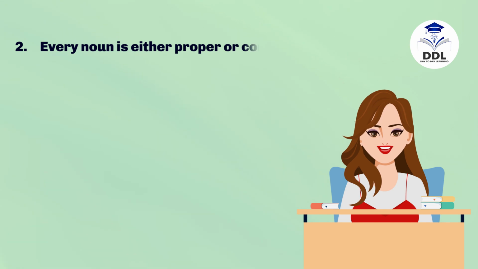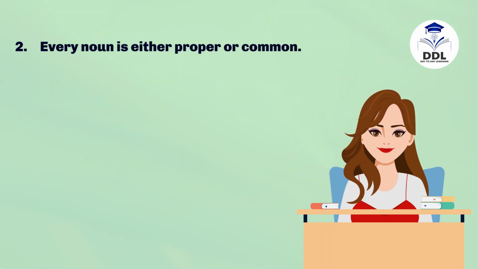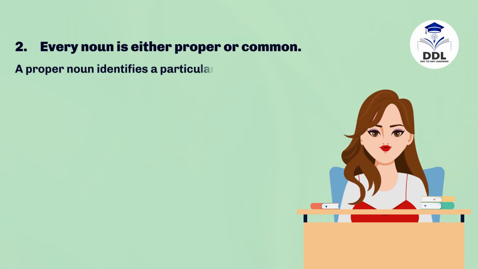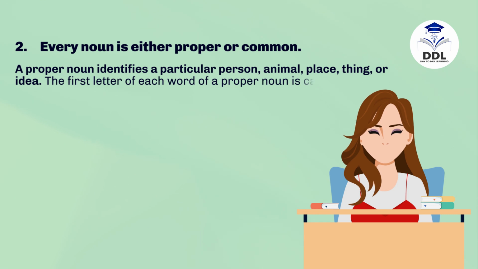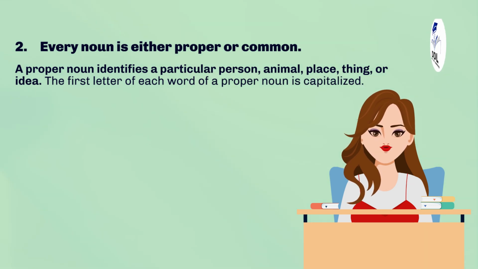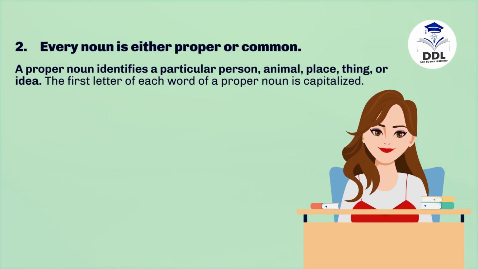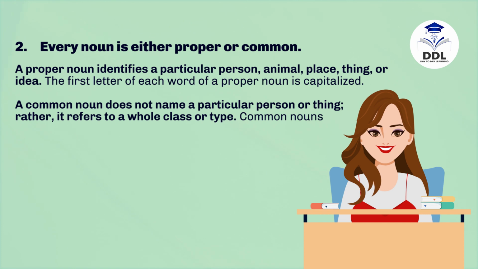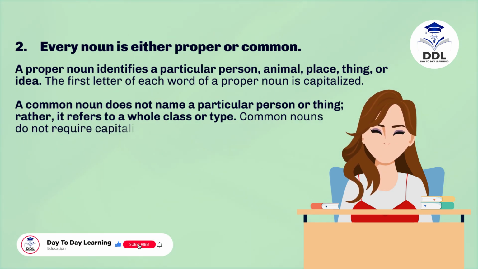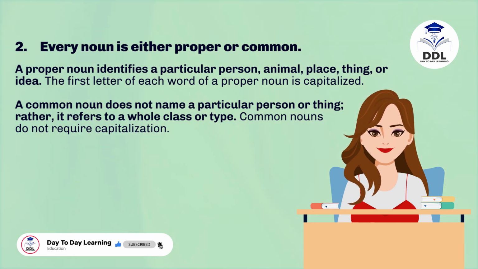Every noun is either proper or common. A proper noun identifies a particular person, animal, place, thing, or idea. The first letter of each word of a proper noun is capitalized. A common noun does not name a particular person or thing, rather it refers to a whole class or type. Common nouns do not require capitalization.